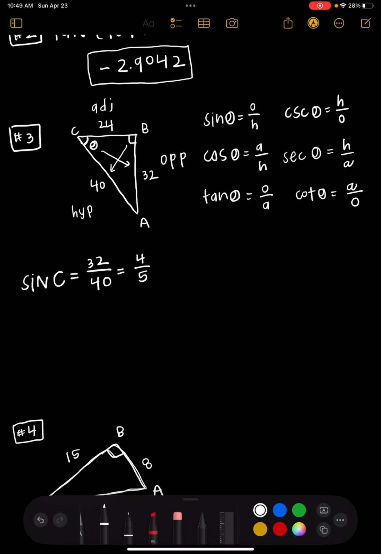Great, and you can plug it in and you can get a decimal answer, but for the self-check, I want you to keep it in fractions. It'll be a little bit easier that way, I think. Okay, so now let's find the cosine ratio.